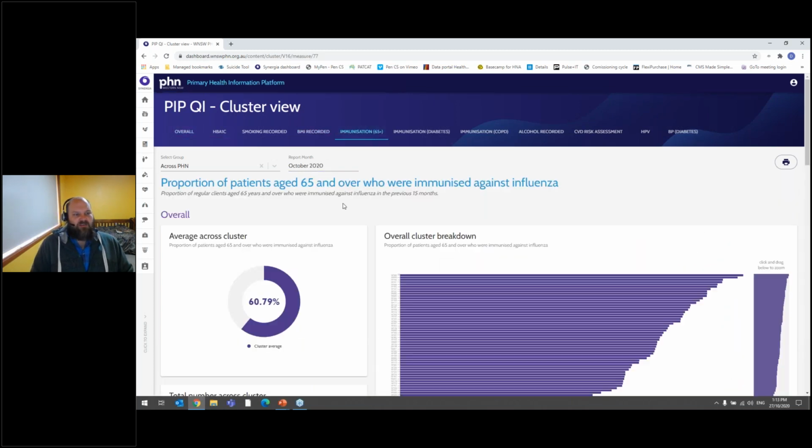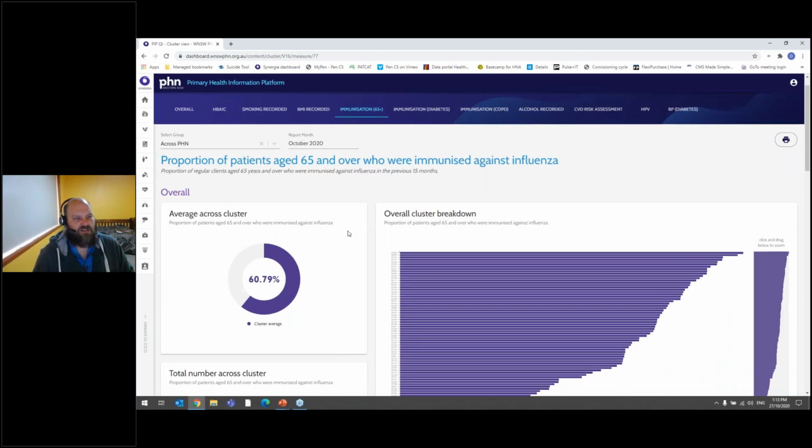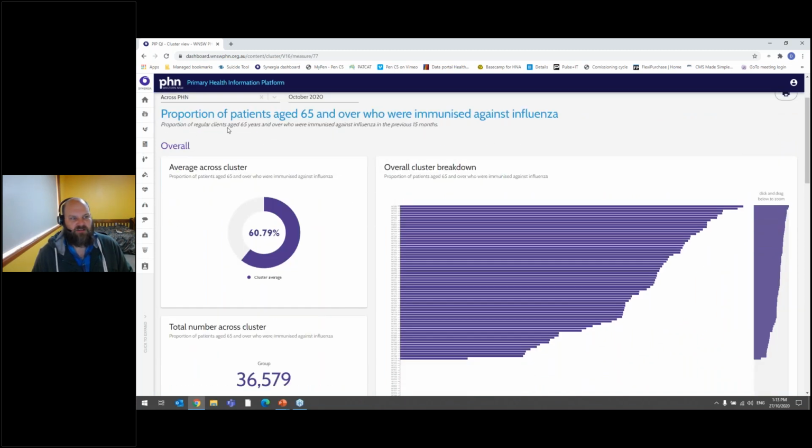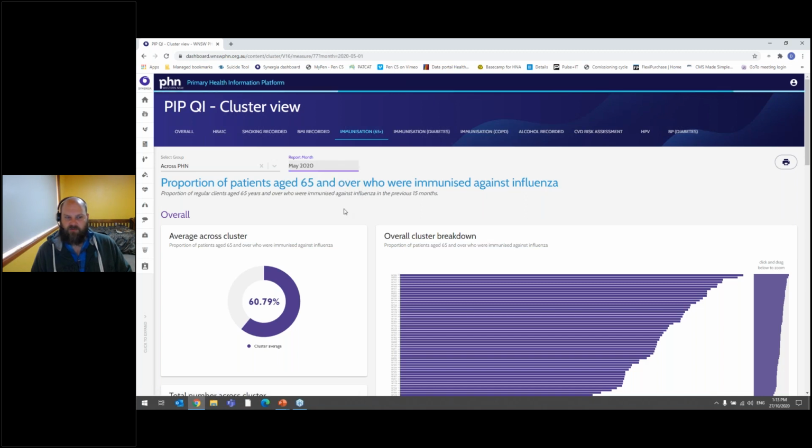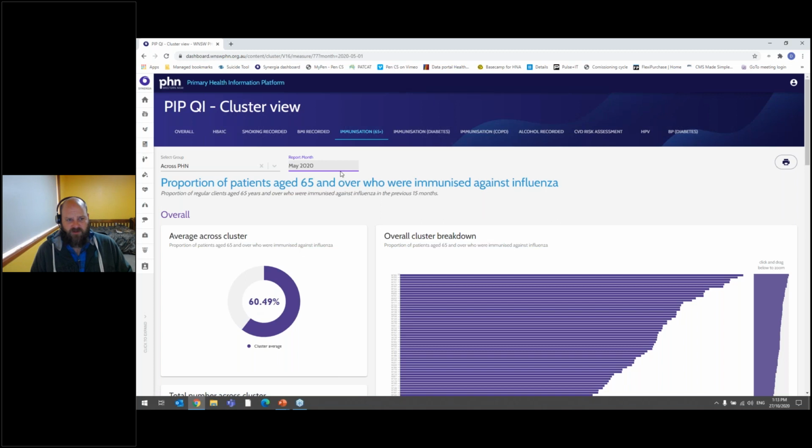The next indicator we have here again is another process one, which is the proportion of those patients aged 65 years and over that have been immunised for influenza. You'll note that this is in the previous 15 months. So this is something that's going to be a moving indicator. You'll note here where we've got the reporting month, you can pull down and you can look back at the last 6 months of your reports. And you'll notice that indicator is always going to vary over time because it's moving.